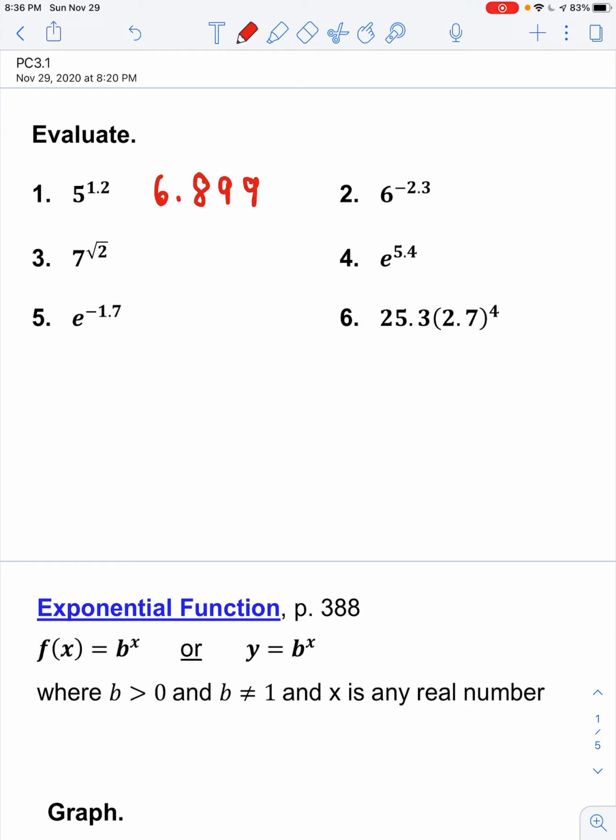5 raised to the 1.2 is 6.899. 6 raised to the negative 2.3 is 0.016. And I'm rounding to 3 decimal places as they do in my math lab. 7 raised to the square root of 2 should be 15.673.